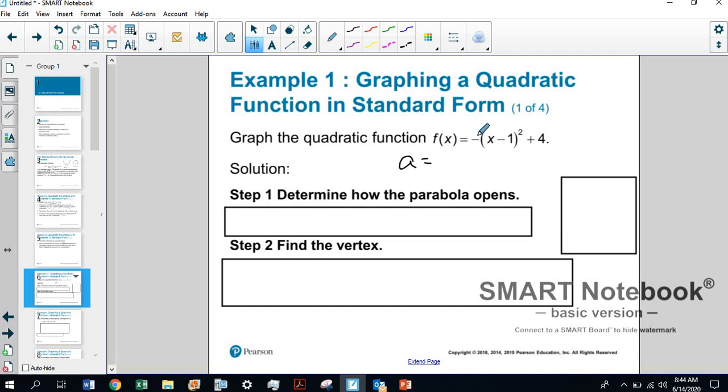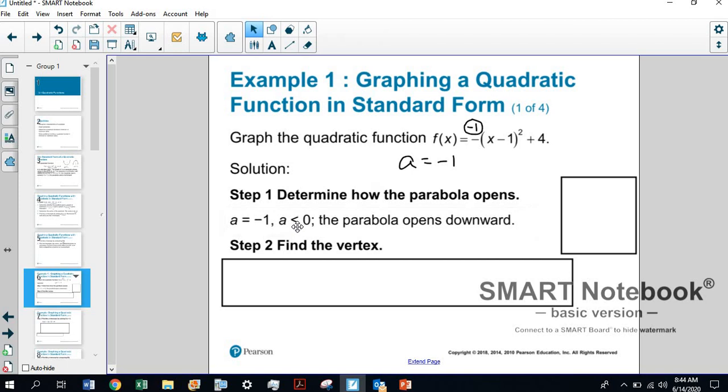So what's playing the role of a? A is this number in front. There's no number there, so this is a negative 1 in front. And so a is negative 1. So what does that mean? If a is negative 1, then the parabola opens downward. So I just make a little note over here to myself: upside down parabola.